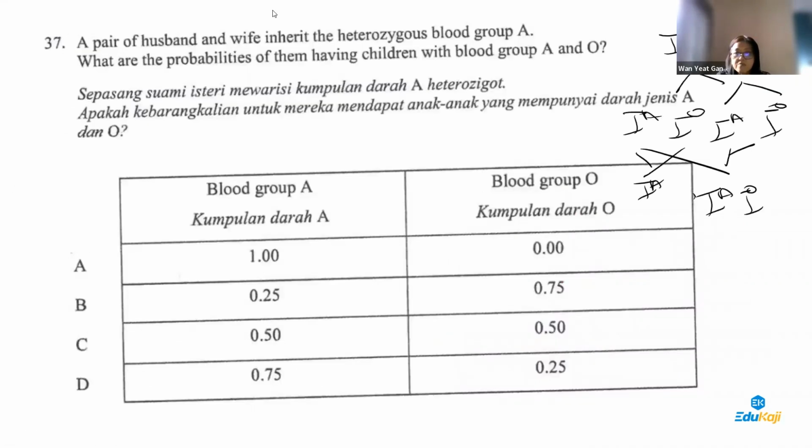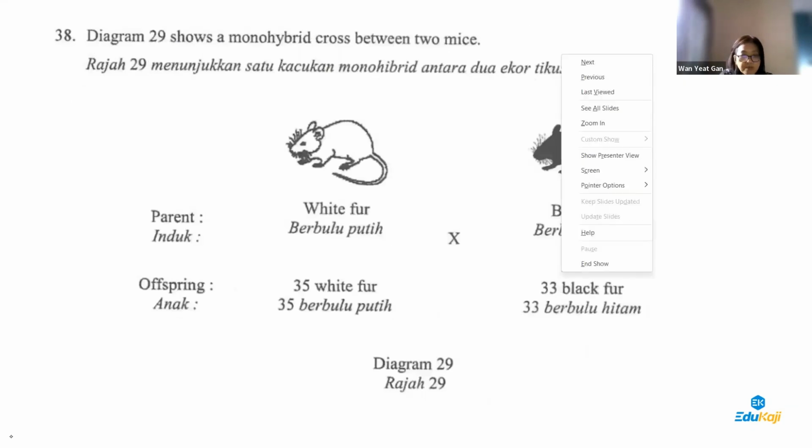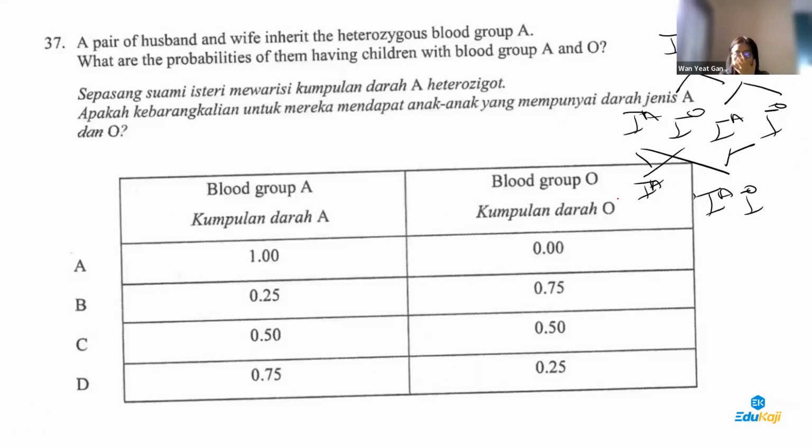37. Blood group of a couple is heterozygous blood group A and O. So this is the one, blood group A and O, heterozygous. What is the probability of their children having blood group A and O? Okay, so for blood group A, both couple, you will get IA, IO, both are the same, IA, IO. Okay, so IA, IO, IA, IO for both.